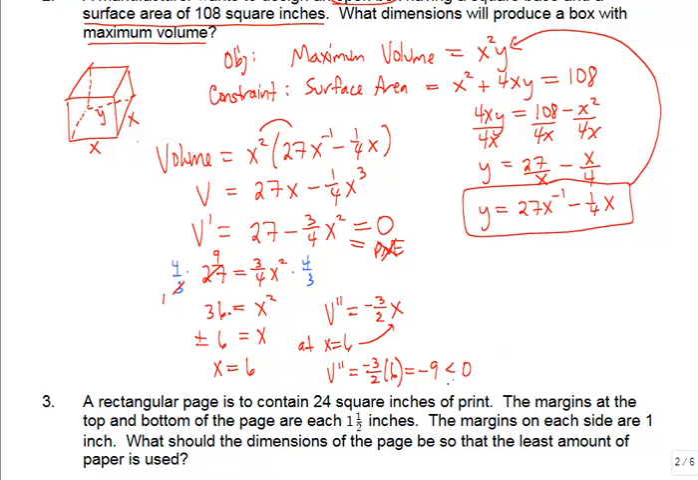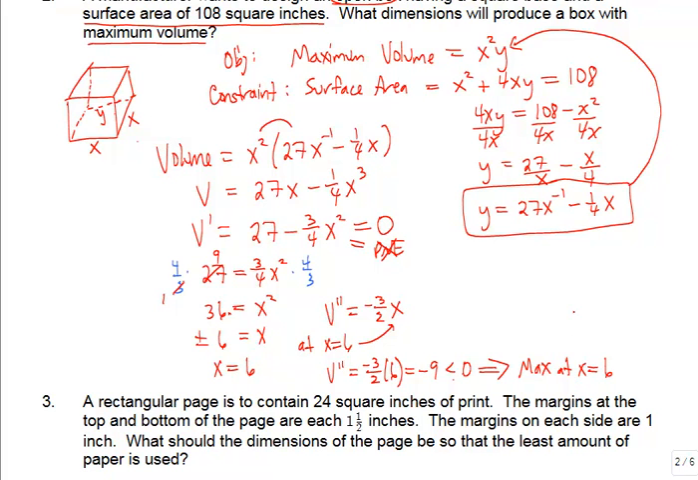We want it to be a negative answer for the second derivative test, because if your second derivative is negative, that means you're concave down, which means that you have a maximum at the value that you plugged in. So this is our proof that we have a max at x equals 6.